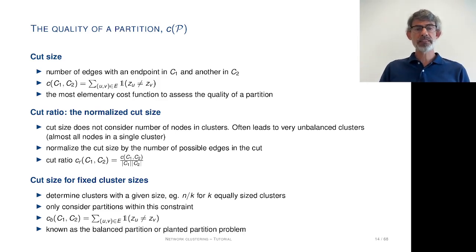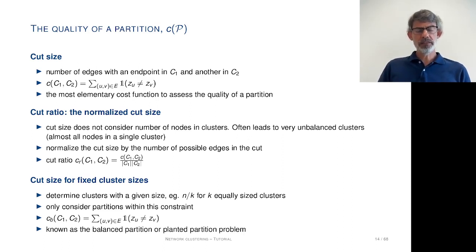So one problem with the cut size is that it does not consider the number of nodes in the cluster. Because of that, when you optimize for the cut size, you find very unbalanced clusters. Almost all nodes are in a cluster and few nodes are in the other clusters. To avoid that, we can normalize the cut size by the number of possible edges in the cut, giving rise to another metric called the cut ratio. So the cut ratio is just the cut size divided by the number of possible edges that I can have in my cut, which is given by the size of C1 times the size of C2.